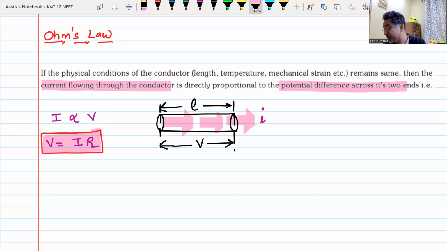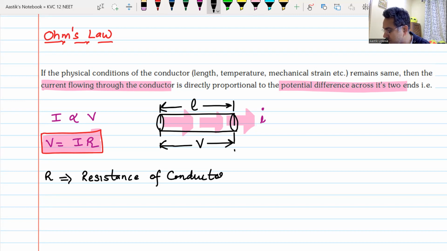No one is going to tell me. Okay. V is the potential difference across the conductor. I is the current flowing through the conductor, and R is known as the resistance of the conductor. V is equal to IR.